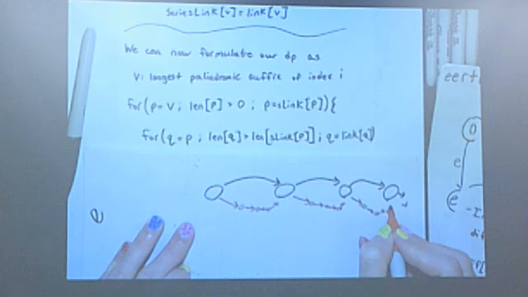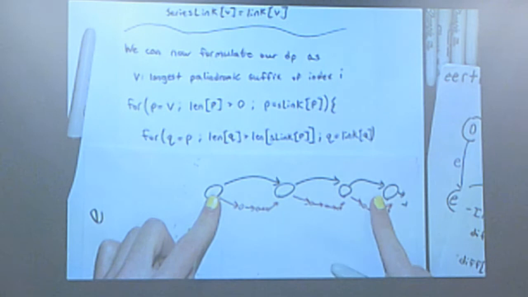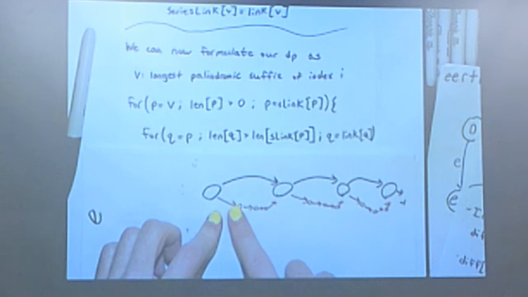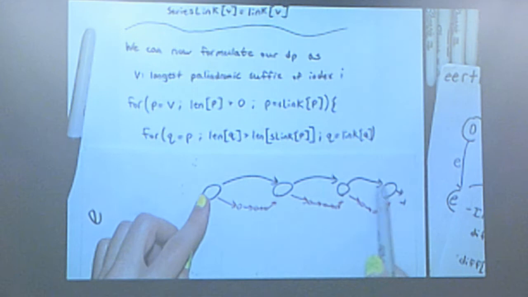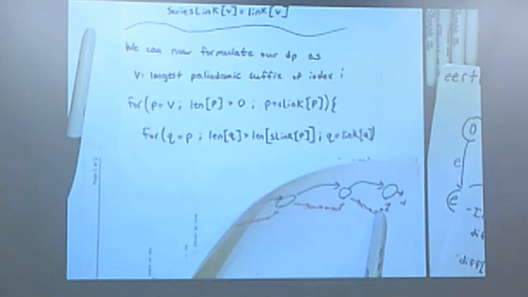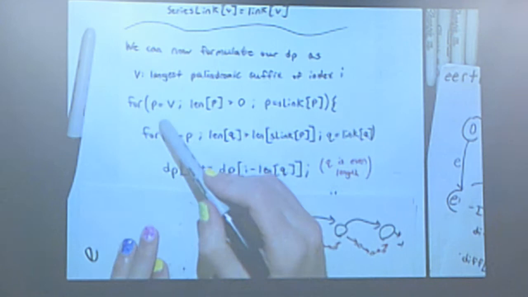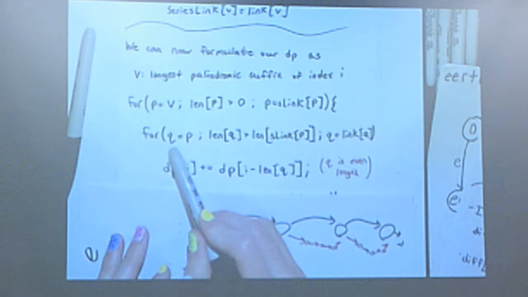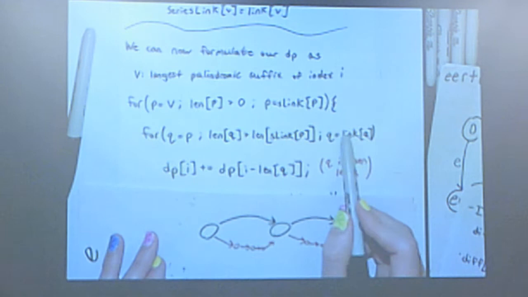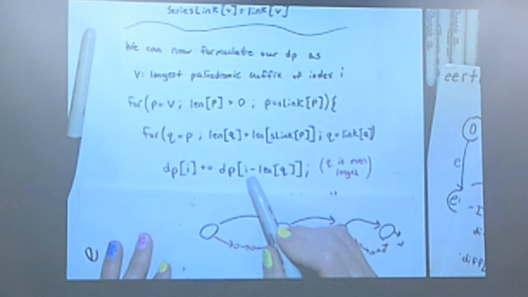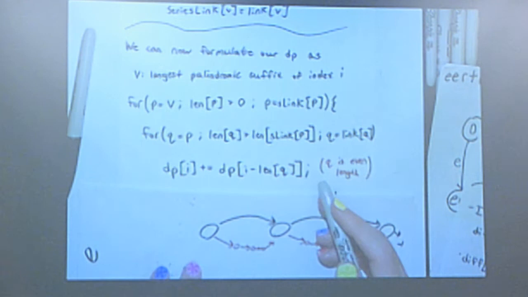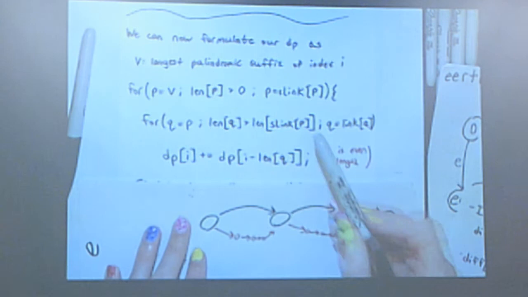So essentially, in our top for loop, we're skipping through our log n series links, and then the bottom for loop is following the path between them. This top part is log n, but these bottom parts can sum up to linear. Our DP would now look something like this, where we loop through our series links, and then we loop from that node to the next node in the series link, and we go there via the suffix link. Then dp of i plus-equals dp of i minus the length of q, where q is even. So this is just the same DP we had earlier, we just split it up into two for loops. And the semi-magical thing is that the second for loop, we can completely get rid of it.